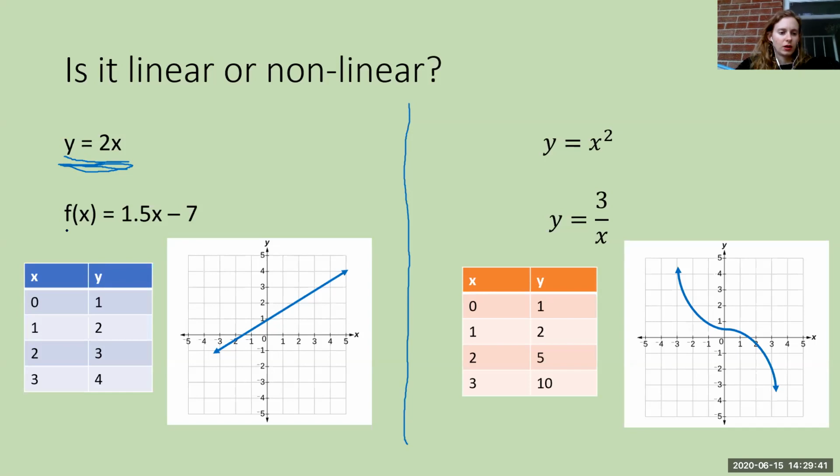The second equation here, again, is very similar. We have this function notation, f of x, but if you remember from last week, f of x means the same thing as y. It just means your output variable.